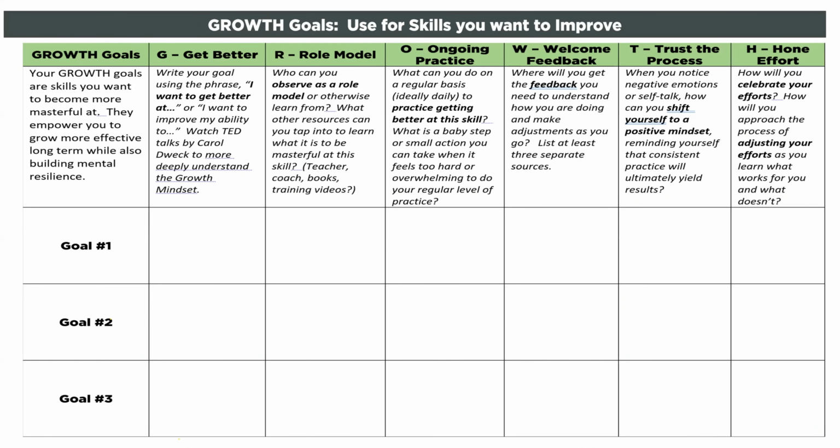Ongoing practice. What can you do on a regular basis, ideally daily, to practice getting better at this skill? What's a baby step or a small action you can take when it feels too hard or overwhelming to do your regular level of practice? So the idea is you are not going to achieve your goal if you're not doing a little something frequently to get you there.